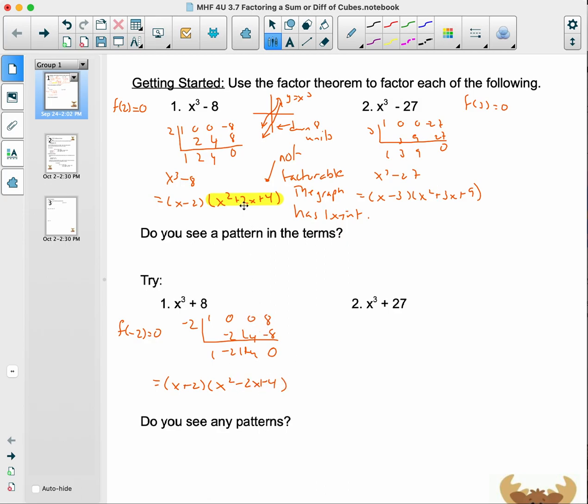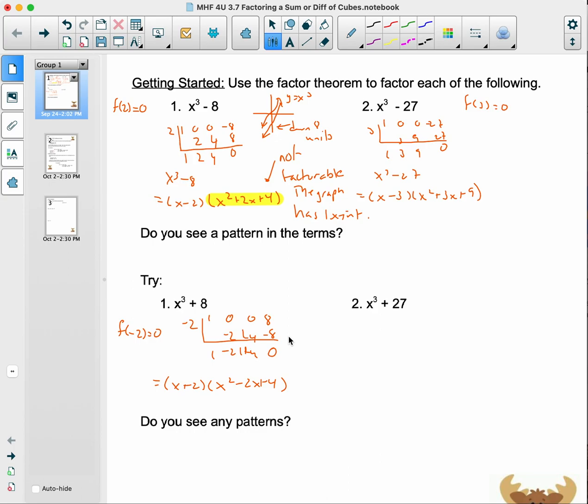Okay, so again, it's easier to look at sum versus difference and see that the signs switch, right? So the binomial factor has addition in the sum of cubes, but then in the middle of your trinomial, you're going to have subtraction. This is the exact same graph, it just shifted up 8, so it still only has one x-intercept. So you're not going to be able to factor that trinomial.